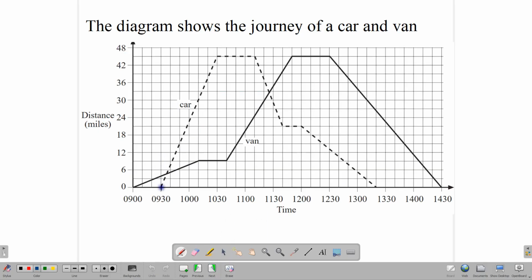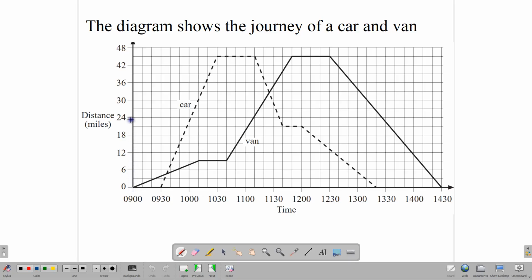There's a car represented by the broken line here, and there's a van represented by the bold, unbroken line here. So two vehicles left different places. The van left at 9 and the car left at 9:30. Now, importantly, when you're doing a distance time graph, you need to do something important before you start answering any questions. You need to look at the scale that is used on your graph.